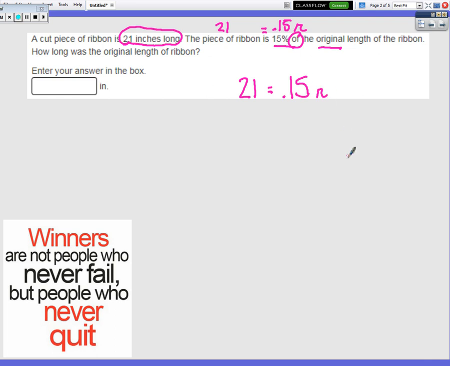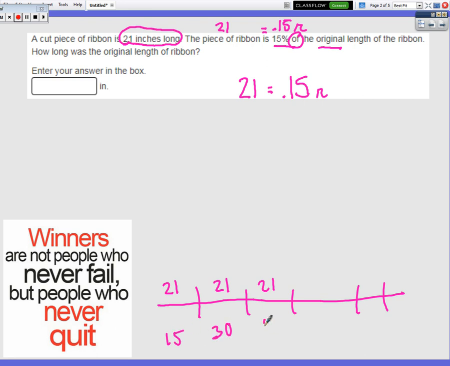I have taken this ribbon and cut it up into chunks. So again, let's think about it here. Here's my chunk of ribbon. I've cut it up into sections. We know that this section is 21 inches long. And I continue. If this were 15% of the ribbon, this would be 30% of the ribbon, 45% of the ribbon, 60% of the ribbon. We have what? 75% of the ribbon.